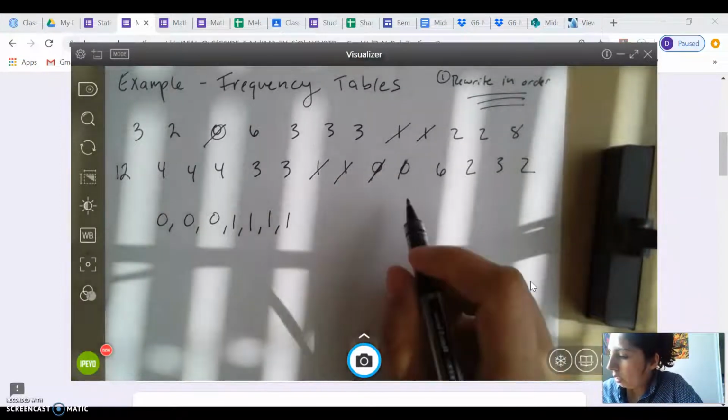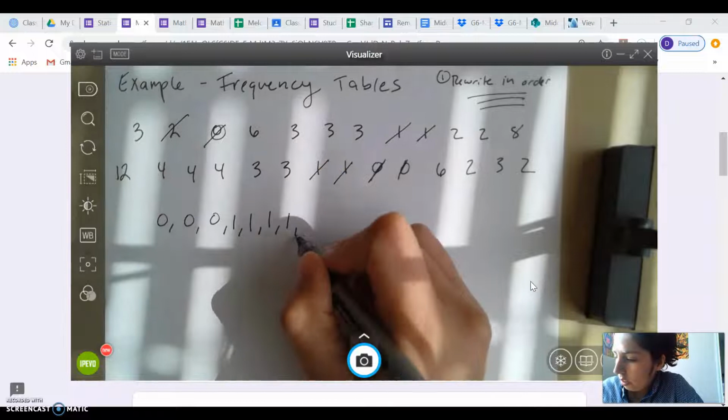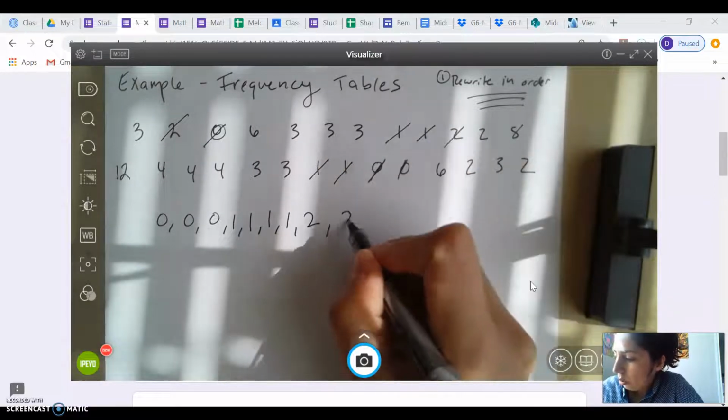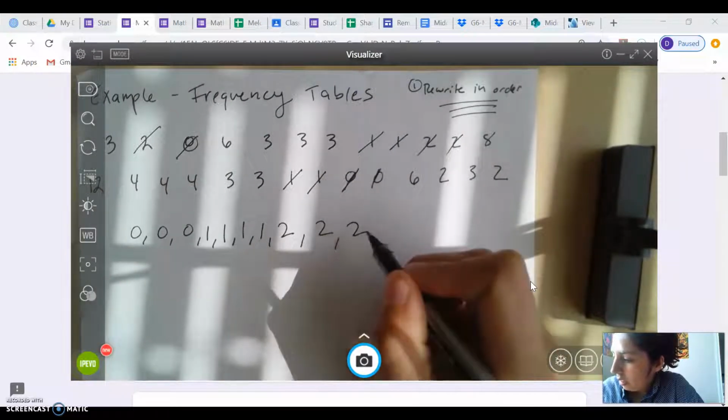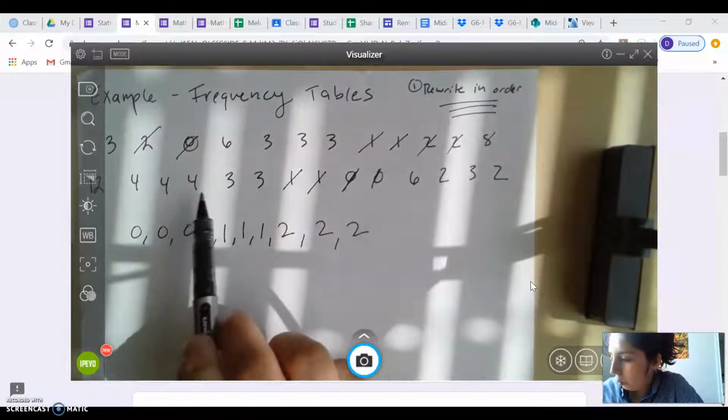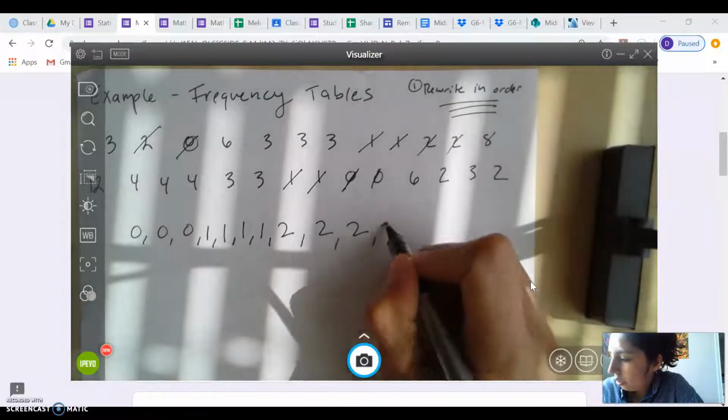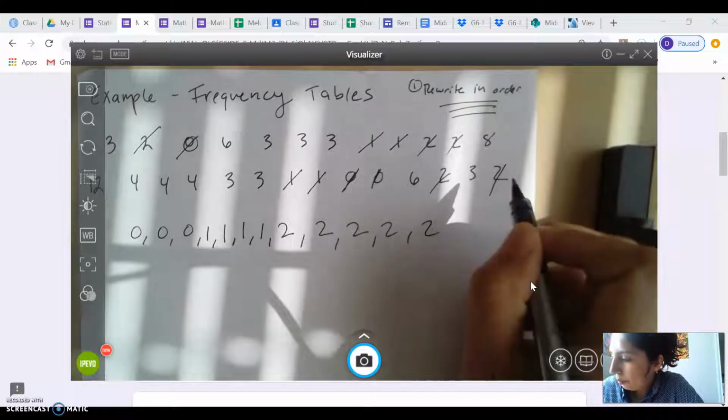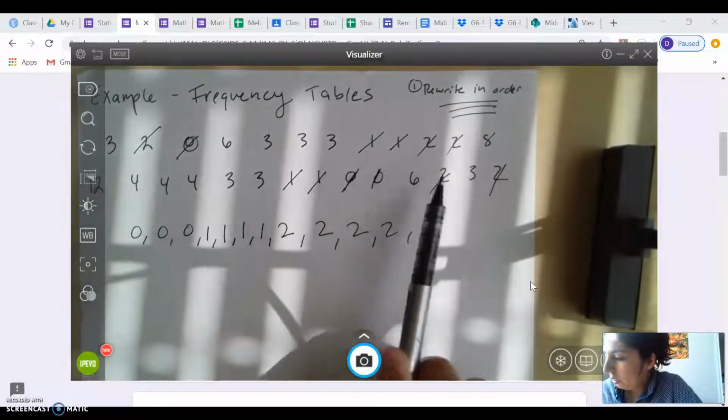Moving on to number two. I see a two here, cross it off. A two here, cross it off. A two here, cross it off. Any more twos? That's a 12. Here's another two, and here's another two. Done. All right, I got my 0s, 1s, and 2s.